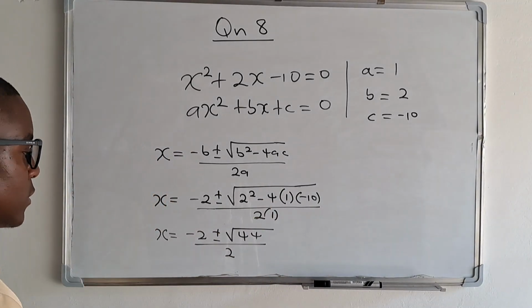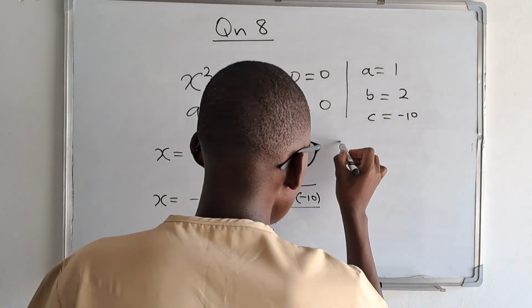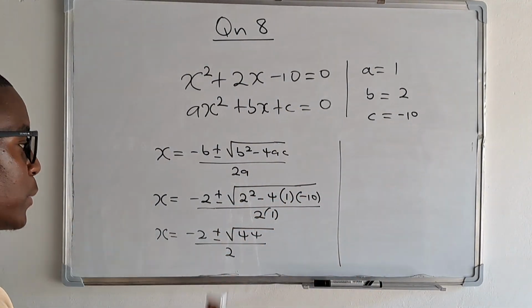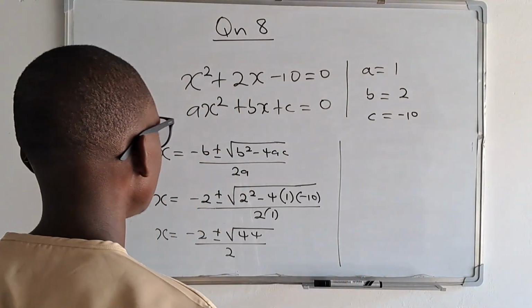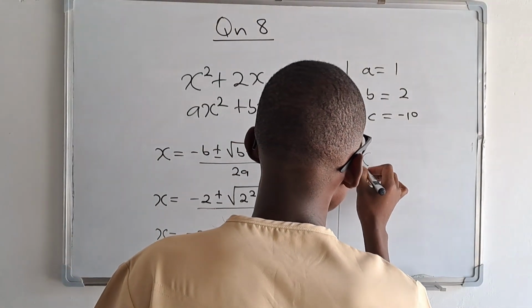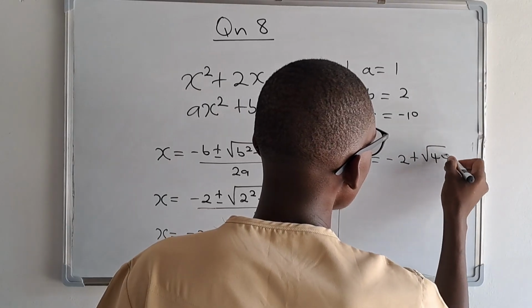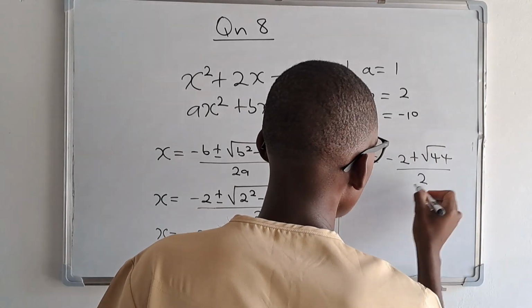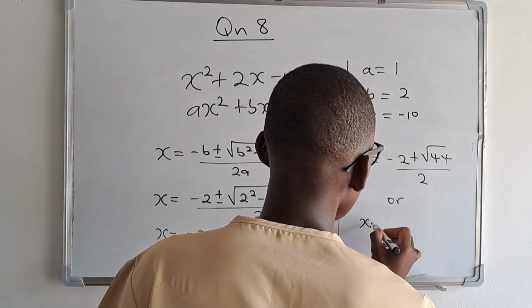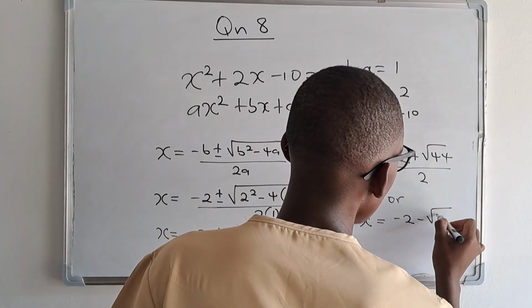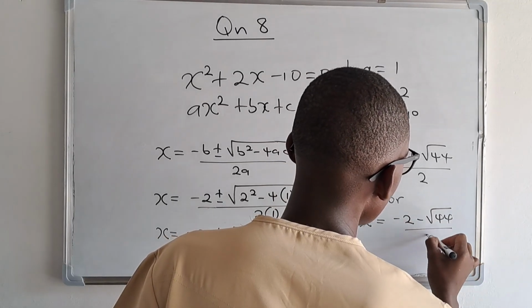You punch it in your calculator. Then in an examination you write in a vertical format, but because of space I will shift to the right side. Then it will be x is equal to minus 2 plus the square root of 44 over 2, or x is equal to negative 2 minus the square root of 44 over 2.